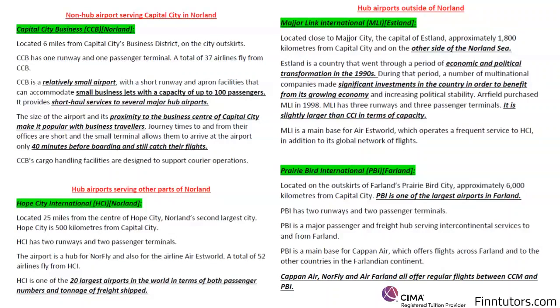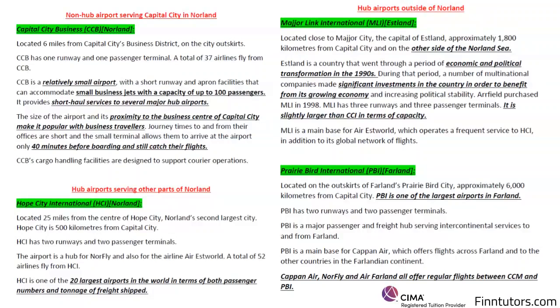Estland is a country that went through a period of economic and political transformation in 1990s. And during that period, a number of multinational companies made significant investments over there. So you saw an opportunity that, okay, Estland is growing. Let us take on that opportunity, and you looked at expansion. So this tells me that our company is always looking for expansion opportunities as well. If there is a certain economic scenario that accepts expansion, that is okay with foreign investment, that is good for foreign investment, then your company is happy to take it. So you will be looking out for opportunities.